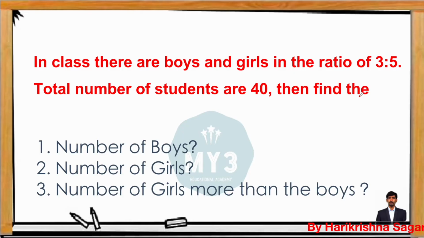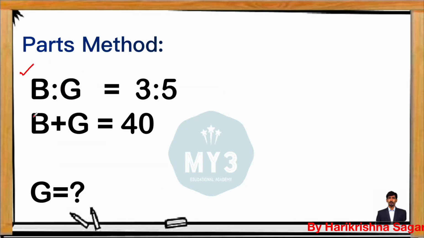The first type of question where you are able to see that boys and girls are in the ratio of 3:5. The total number of students is 40. Find the number of boys. So if you observe, they have given the ratio and they have given the total value of boys and girls together, and they are asking the number of girls here or number of boys or how many girls are more than boys, any question. What you do is, I suggest you solve these questions using the parts method.